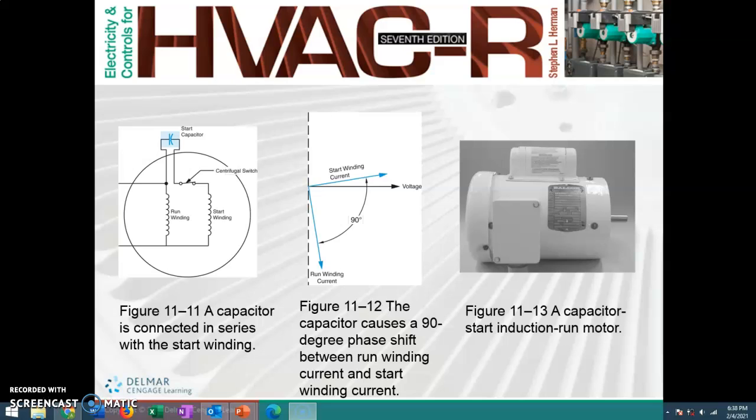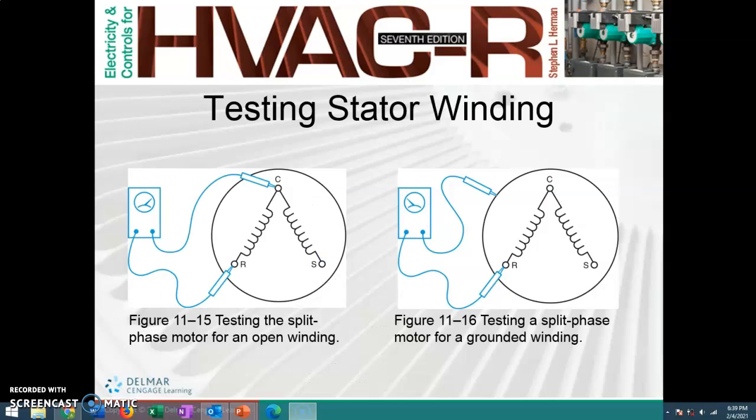I can't confirm this, but I am almost positive that centrifugal switches do fail from time to time. It is a moving part. So, in a hermetically sealed or welded shut motor, though, they use what's called a potential relay. I think we get to that a little later on. If not, we'll discuss it in class. But here on the right is an example of a capacitor start induction run motor.